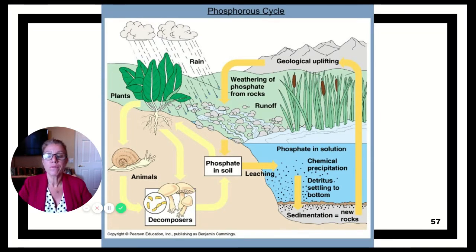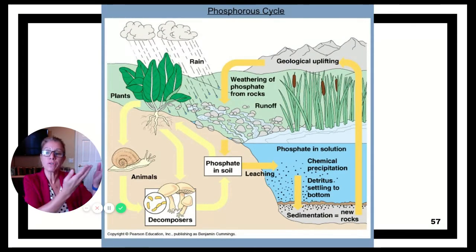So the reservoir for the phosphorus cycle is in rocks. And then to get it out of the rocks, you have things like weathering, and then that can get it into the soil or into bodies of water. Then that exchange pool is where the producers can pick it up.